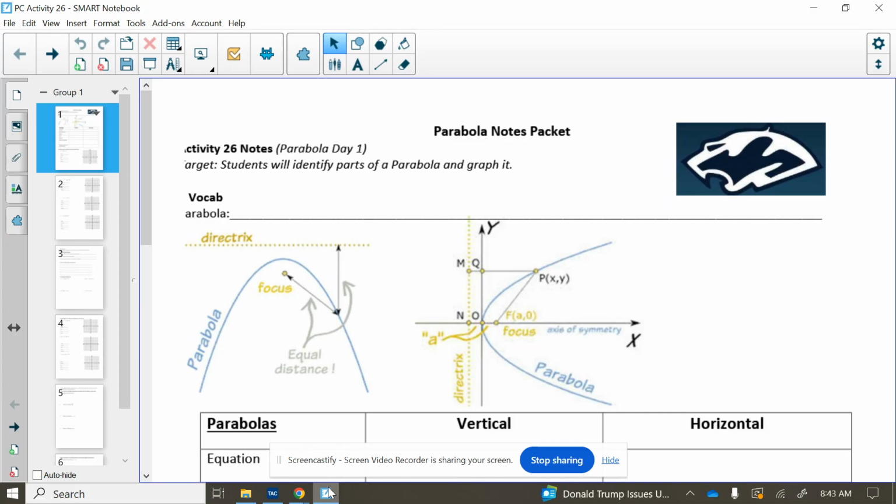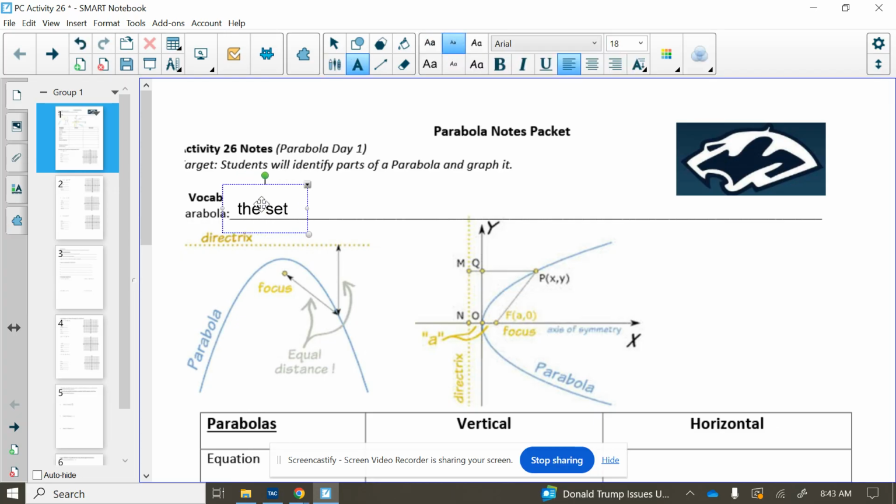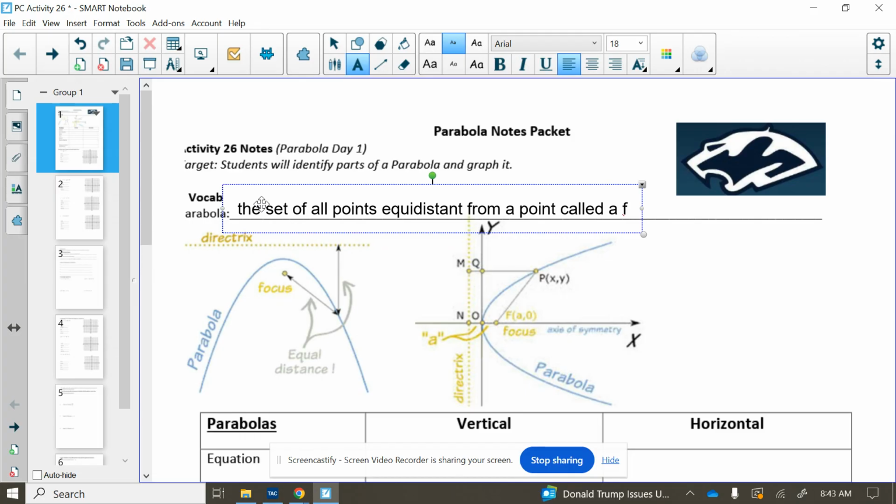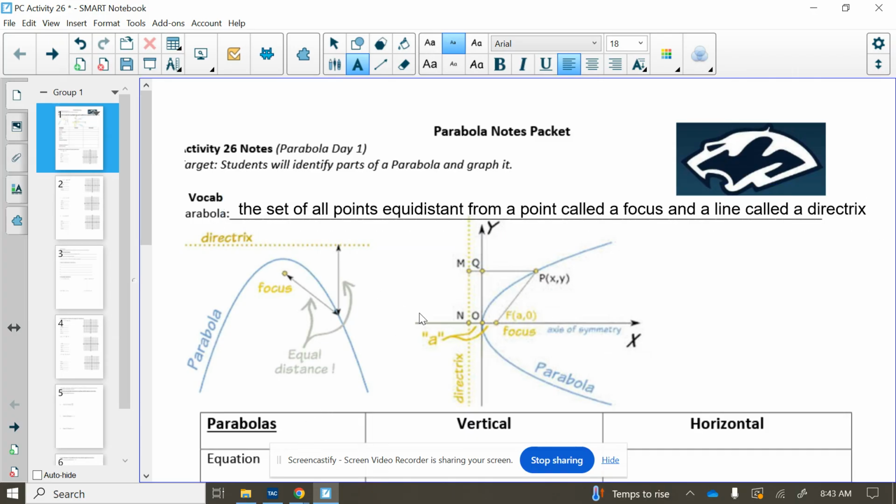Now a parabola is the set of all points equidistant from a point called a focus and a line called a directrix. Okay, and we see some examples of our parabolas.